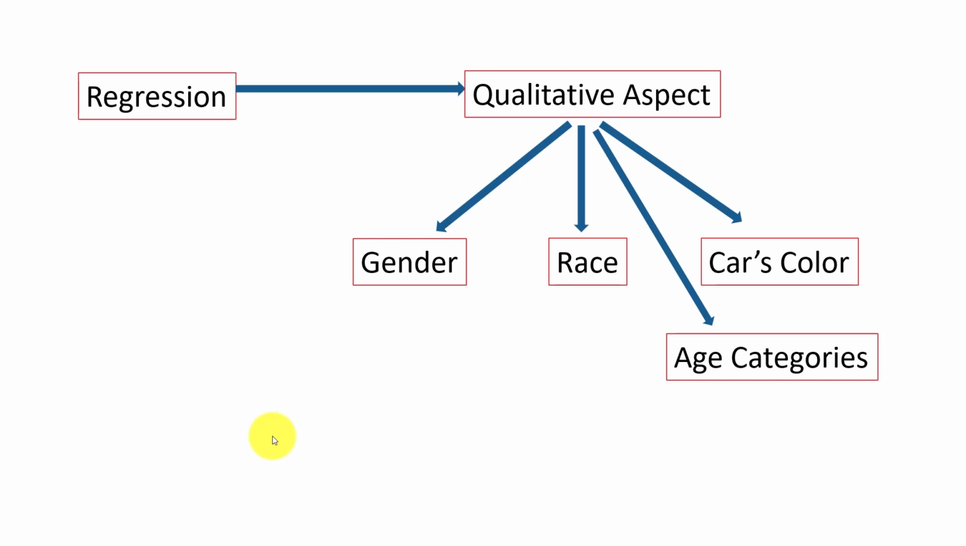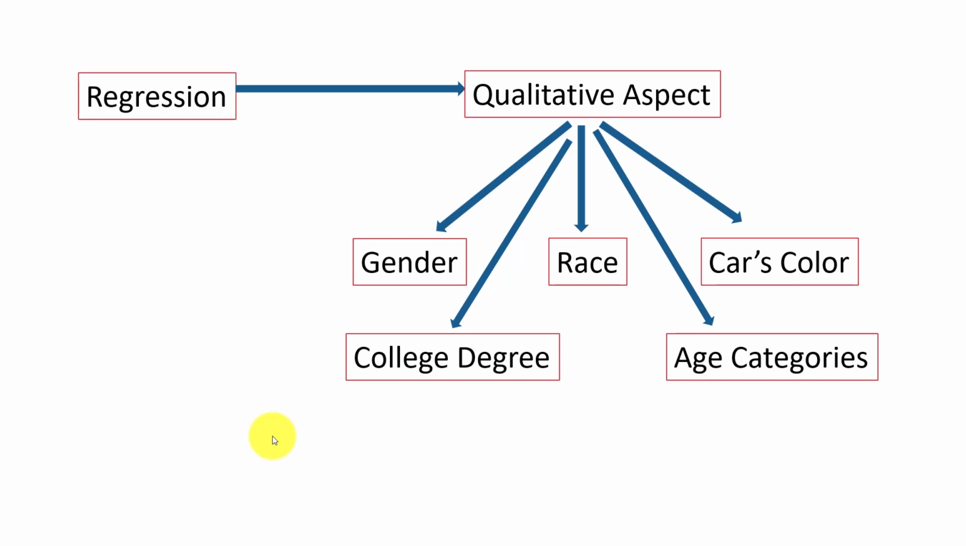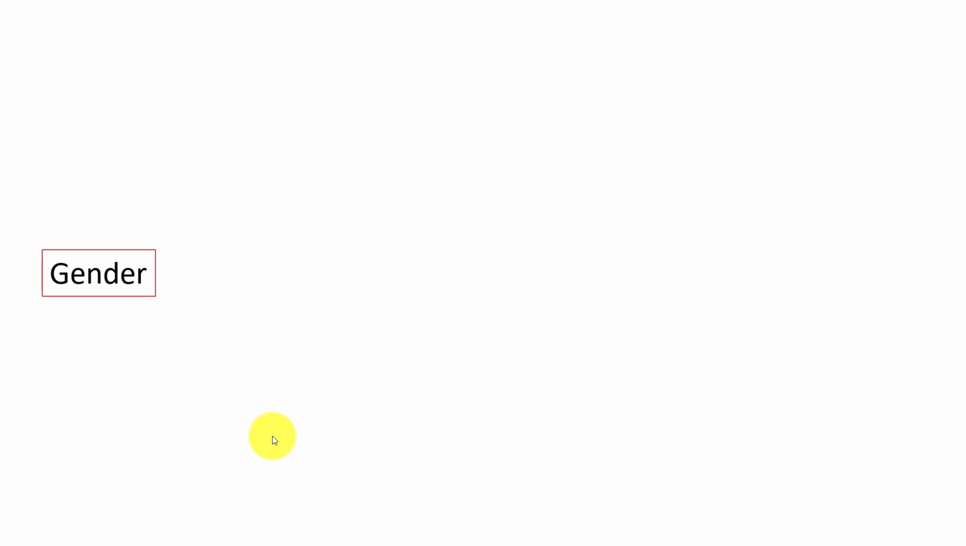Again, we have age categories. Age is a continuous variable, but age categories are a qualitative aspect. For example, we have age categories of adults, younger people, and children. These are categories, not ages, so they aren't continuous, they are categorical. Or college degrees. In all these cases we have a qualitative aspect, and we want to measure its impact on a certain outcome variable. How do we do that?